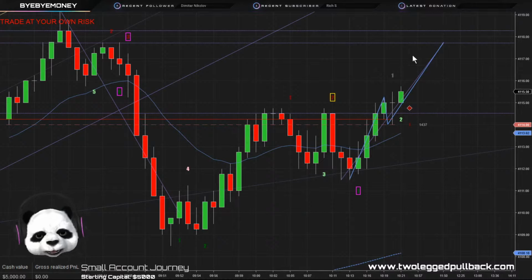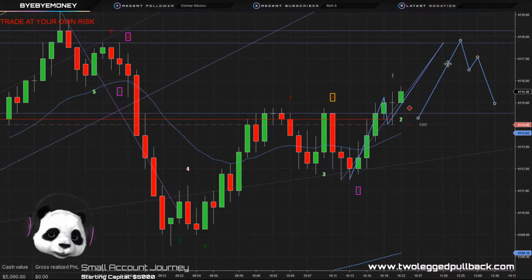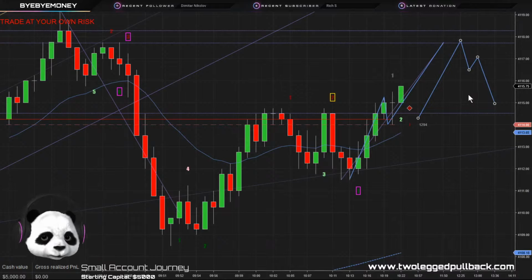And so if I see something like this, possibly a lower high setup, something like this, then I will be interested in the lower high second entry. But I just have all of these locked and loaded in my mind to anticipate it.